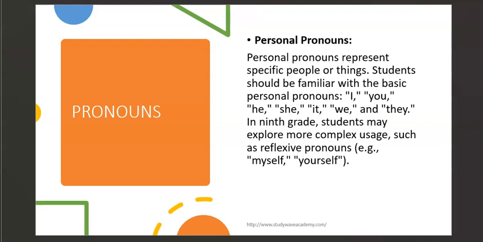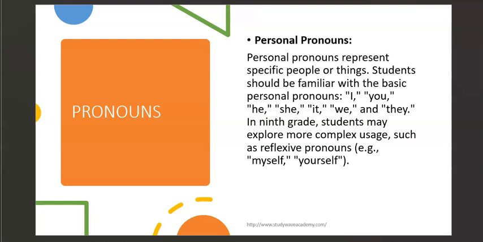So in 9th grade, we must explore more complex usage of these pronouns, such as reflexive pronouns. I remember I've already talked about reflexive pronouns, and I know we know what they are, okay? Such reflexive pronouns, for example, myself, yourself, themselves, or himself, show that an action has been done by a person, by you, and no one else has helped you.